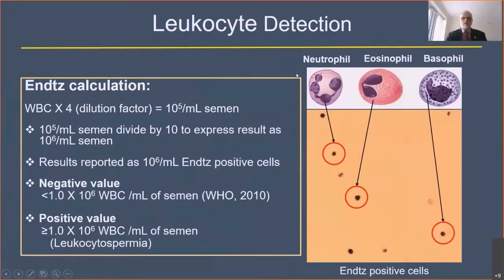What kind of leukocytes can we detect with the Endtz test? We detect neutrophils, eosinophils, and basophils, but we cannot distinguish between these three different types of granulocytes. Again, if the result shows less than 1 million leukocytes per milliliter, that is then not leukocytospermic. If it's positive, it's more than or equal to 1 million leukocytes per milliliter of semen.